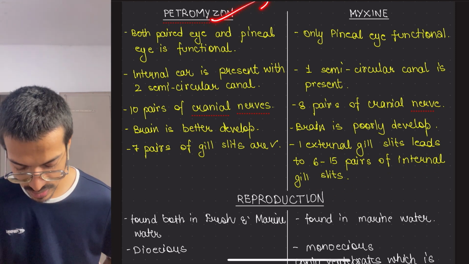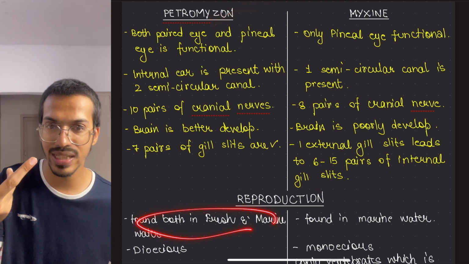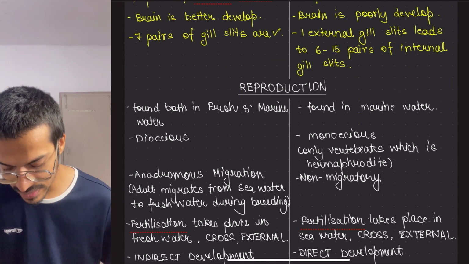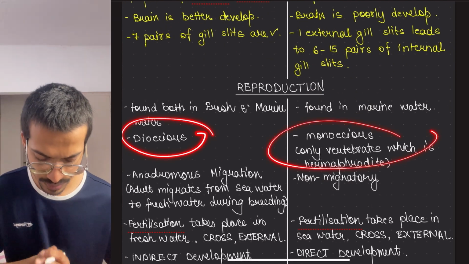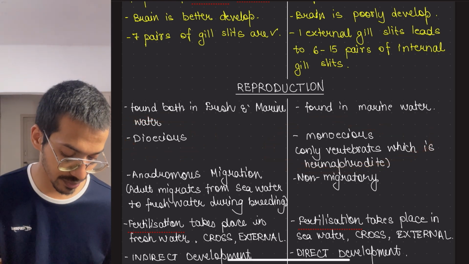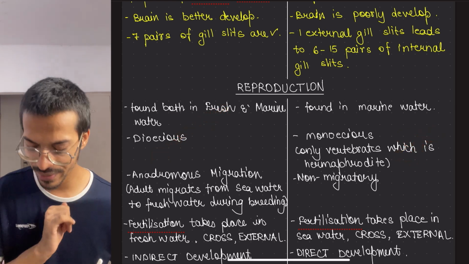Then the reproduction. In petromyzon, they are what? Fresh and marine water, because their lifestyle is like this. They are in the marine water. I have explained this. Then comes what? Petromyzon is dioecious. Myxine is monoecious, the only vertebrate which is monoecious. Very important thing. Petromyzon is dioecious, male and female will be different bodies.